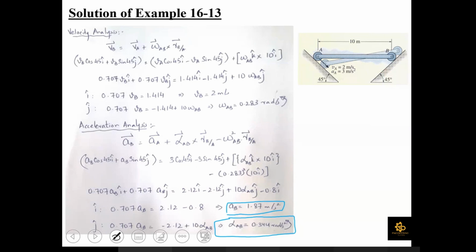So अल्फा आपका पॉजिटिव आया, इसका मतलब क्या है कि this alpha is acting in a counterclockwise direction. What was the direction of omega जो आपने इससे पहले velocity analysis में निकाला था? Counterclockwise. वो भी counterclockwise था. So alpha and omega have come out to be in the same direction. So what does it mean? Accelerate हो रहा है. The body is angularly accelerating at this moment. Is this point clear to all of you? Yes. So with this, example 16-13 is complete. We are going to take a break of 10 minutes.